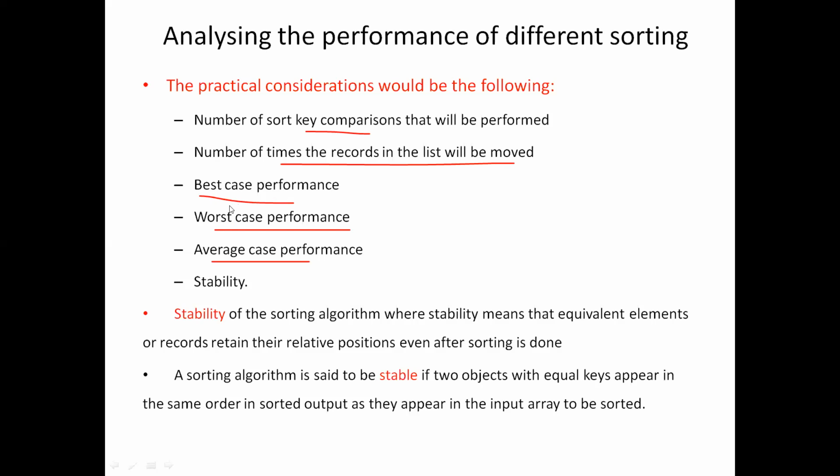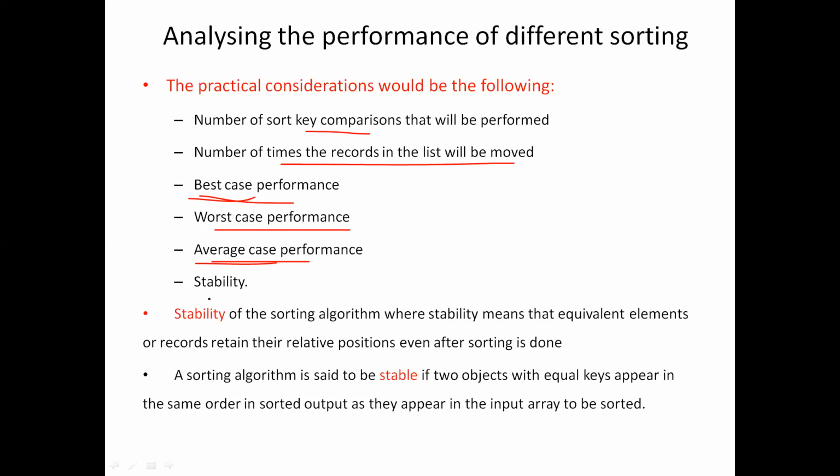So we have seen in the third unit what is best case performance, worst case performance, and average case performance. Worst case we used to say what, big O notation. Then best case, big omega. Average case, big theta.